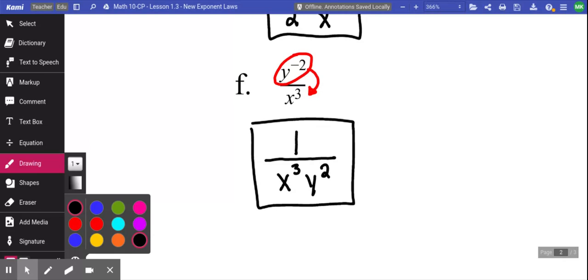Why don't I add these? Nobody said it. Yeah. Different bases you can't add, right? So don't do too much. Yeah, if they're two different values, two different bases, x and y can't combine, right? And that's what you want to look for.